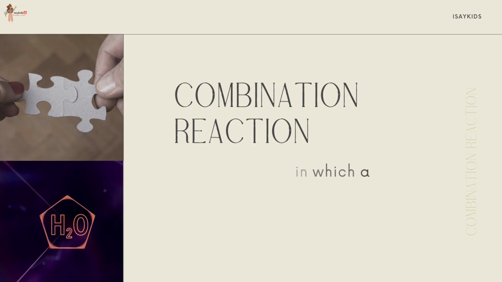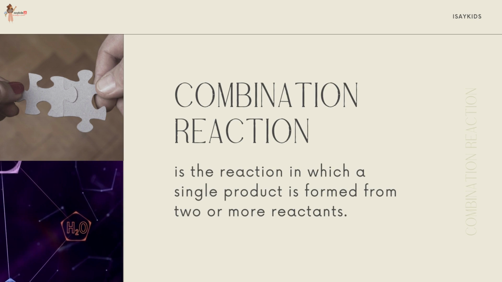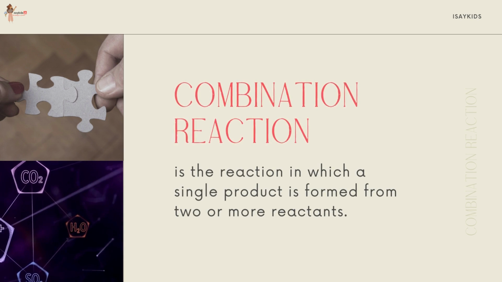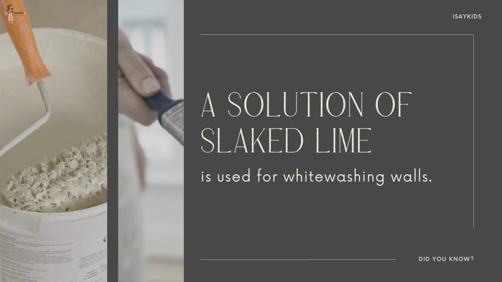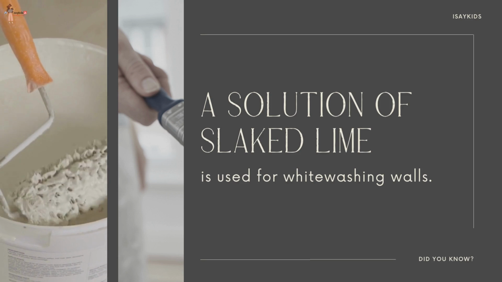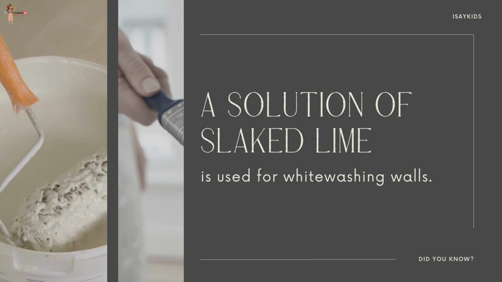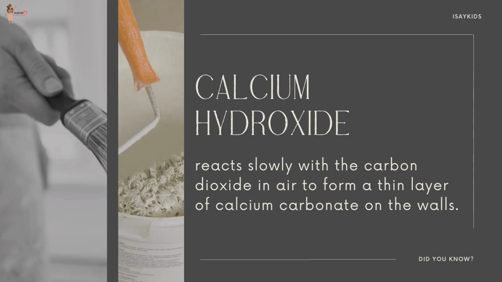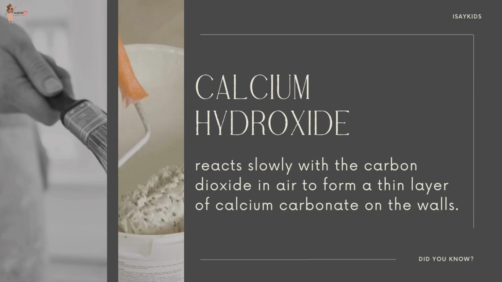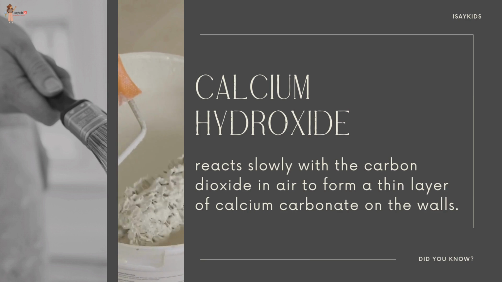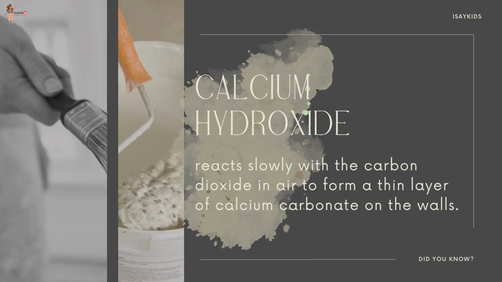Such a reaction in which a single product is formed from two or more reactants is known as a combination reaction. A solution of slaked lime produced by the reaction that we just discussed is used for whitewashing walls. Calcium hydroxide reacts slowly with the carbon dioxide in air to form a thin layer of calcium carbonate on the walls.